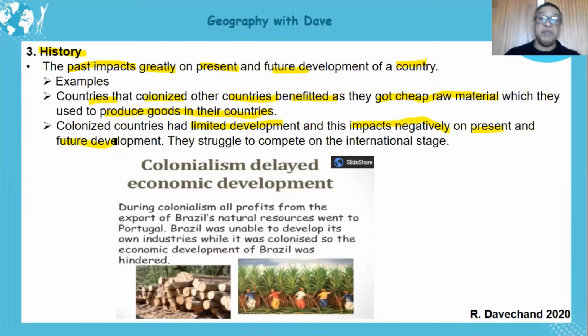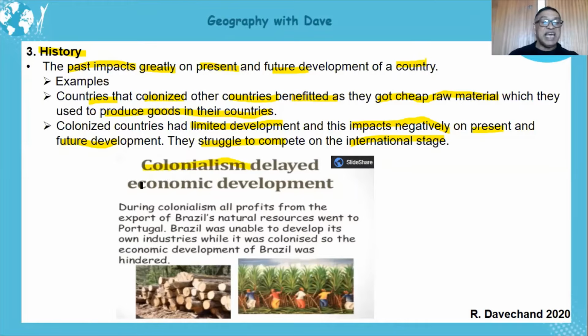Not that they're not developing, but they struggle to compete on the international stage. There are these big developed economic giants, and then come these less economically developed countries that were colonized. They try to compete on the international market, but those other countries are already established and they can afford to drop their prices and be more competitive. So it's not that these colonized countries won't improve, but it's quite a challenge for them based on their past. So that's history.